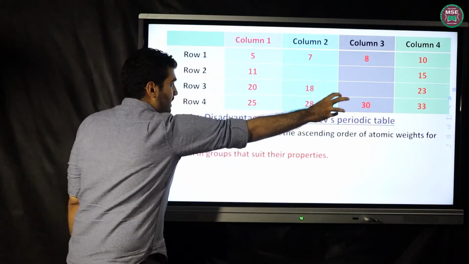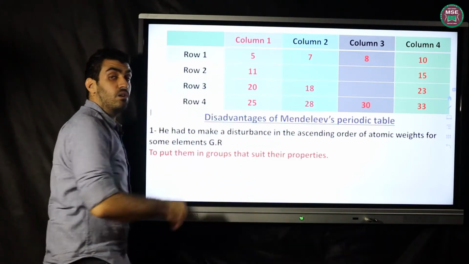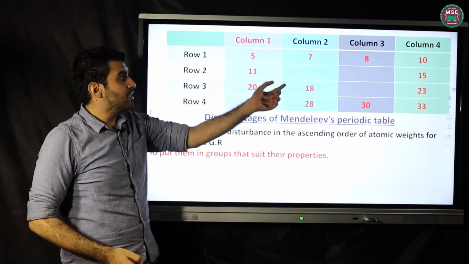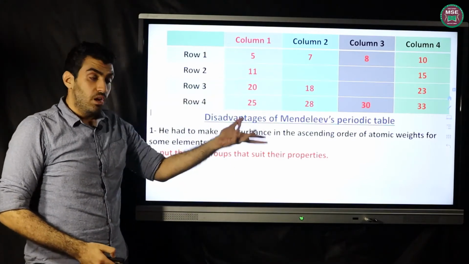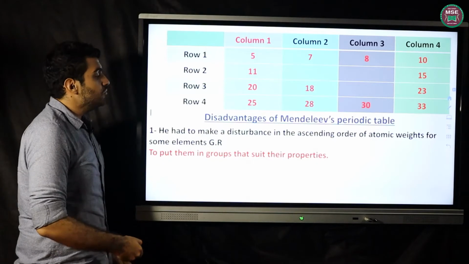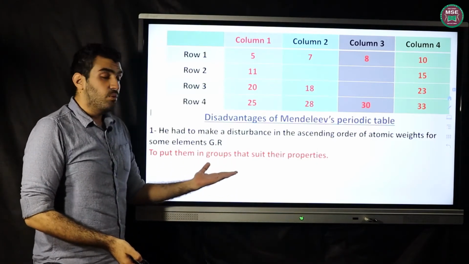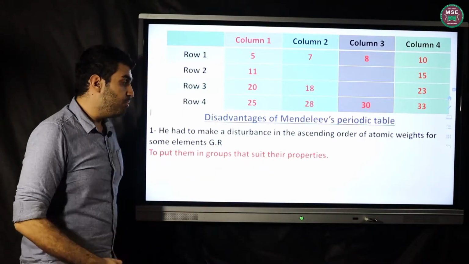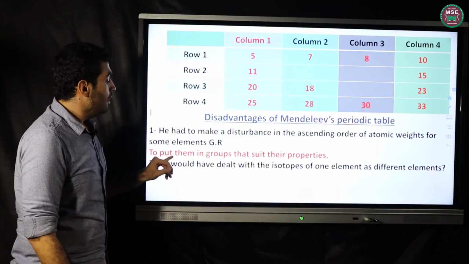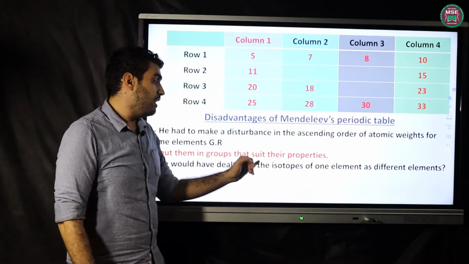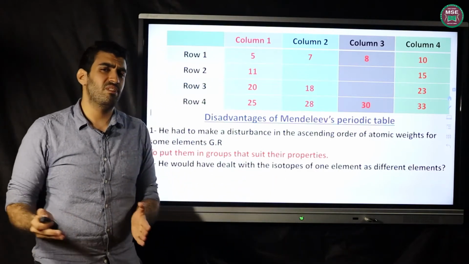So he took it from its place and put it in this group. Why? Because this element has the same properties of this group. So simply, when I ask you why Mendeleev made a disturbance, give the reason: to put the elements in groups that suit their properties. Second mistake, he dealt with the isotopes of one element as different elements.